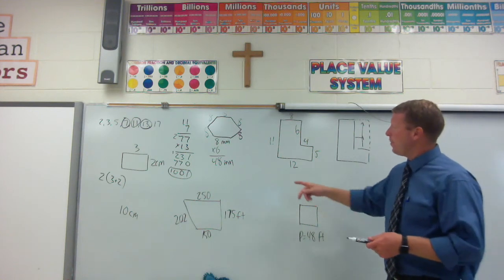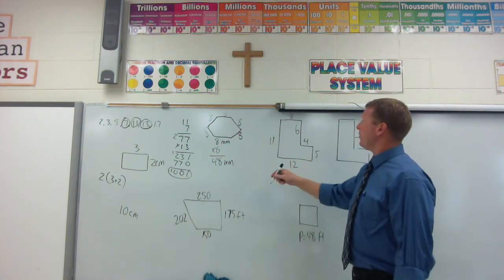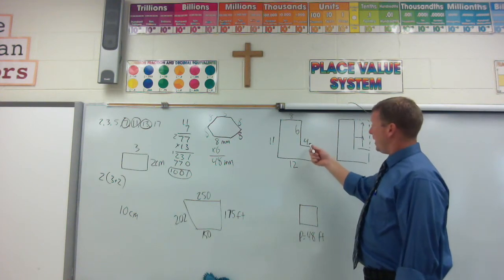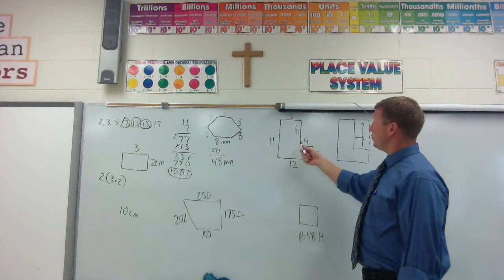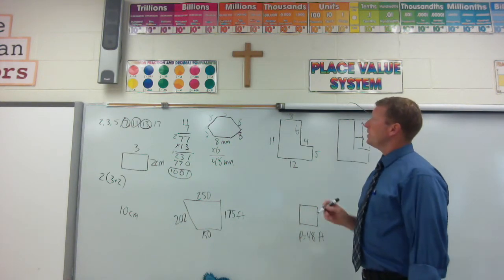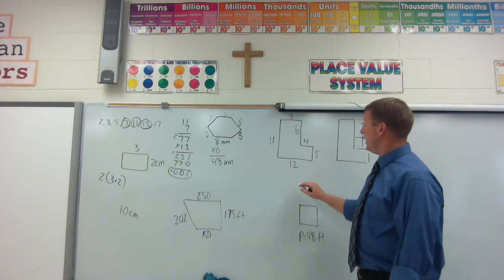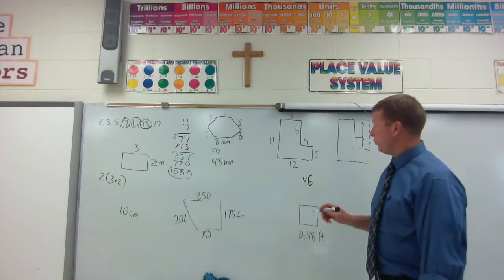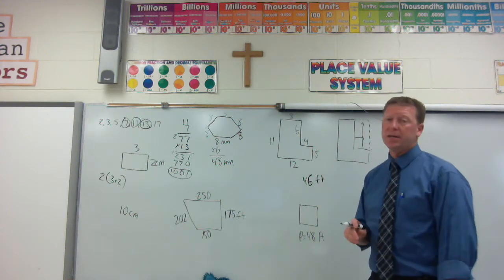Okay, now I have to go back and I have to add all these numbers together. 11 plus 12 is 23. Plus 5 is 28. Plus 4 is 32. Plus 6 is 38. Plus 8 is 46. And I get an answer of 46. My book said all measurements were in feet, so it's 46 feet.